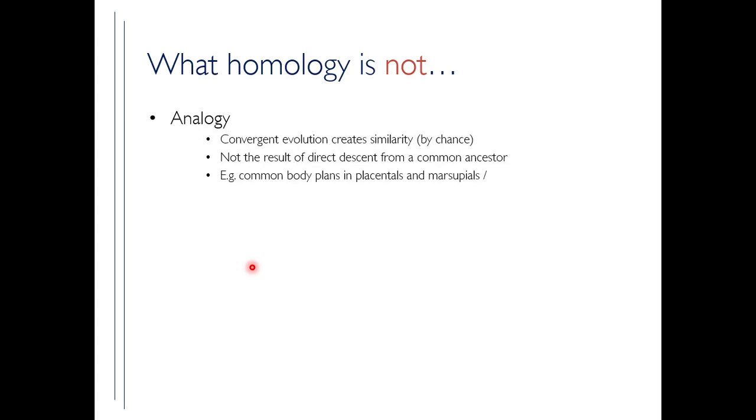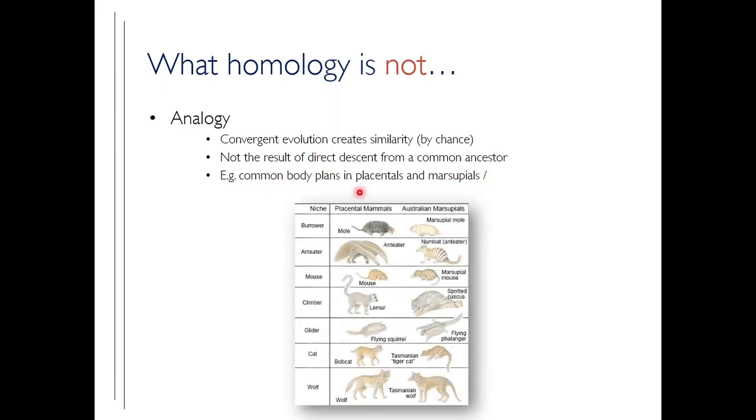It's also not an analogy. So analogous sequences, or proteins, are formed from convergent evolution. So essentially, two independent lineages have evolved similar features and characteristics by chance, but that's not the result of descent from a common ancestor. So examples are body plans: we have placental mammals here and Australian marsupials. Again, body plans are very similar, but they are not actually evolutionarily related to each other.